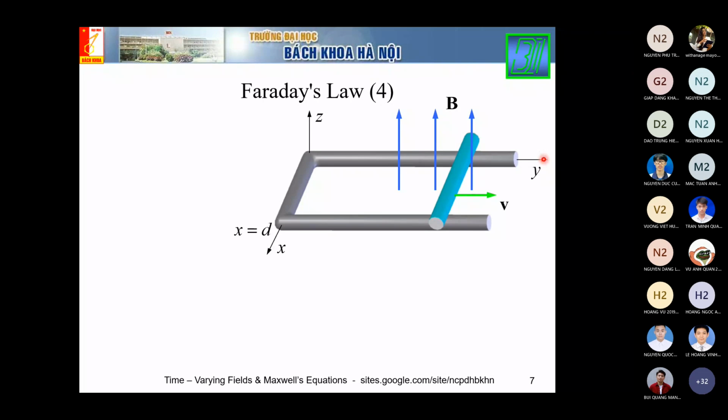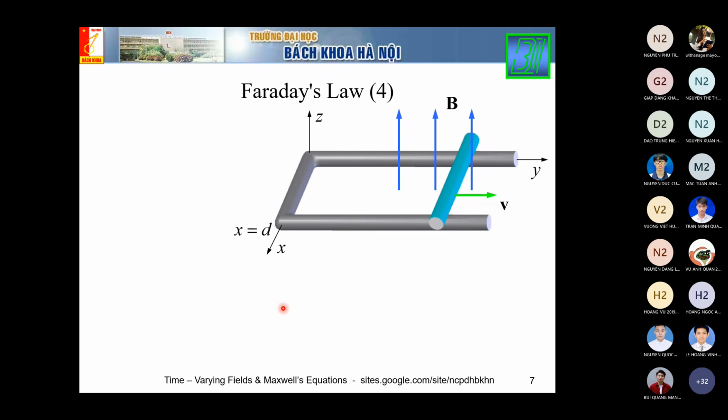We have a U-shaped conductor, and we have another free moving conductor. This blue conductor here can move freely on the U-shaped conductor. The whole system is in a rectangular coordinate system like this, and it is in a uniform magnetic field B. The field here is perpendicular to the surface of the U-shaped conductor. Let's suppose that the blue conductor here is moving alongside the y-axis with the speed of v.